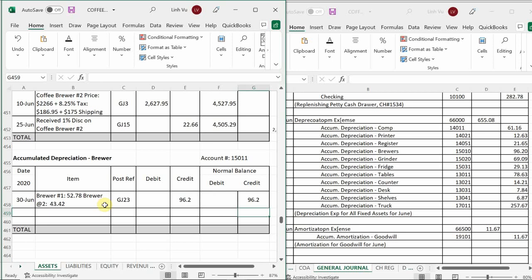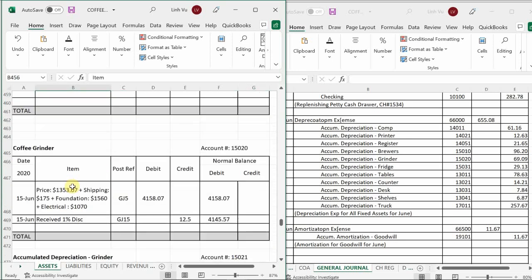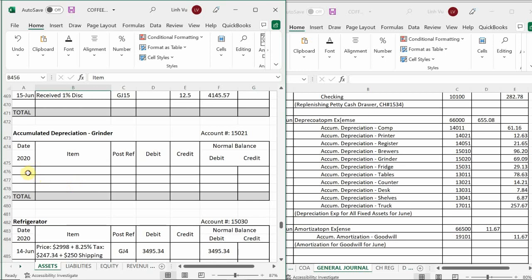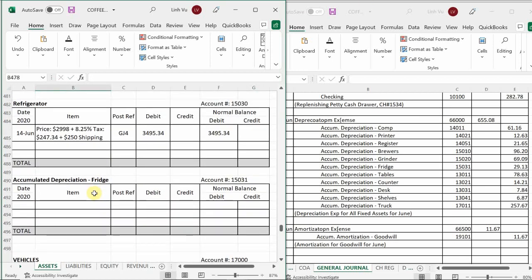Okay. Next we're going to do our coffee grinder. Accumulated depreciation for my coffee grinder is going to give me a total of $69.09. Okay. And accumulated depreciation for refrigerator.